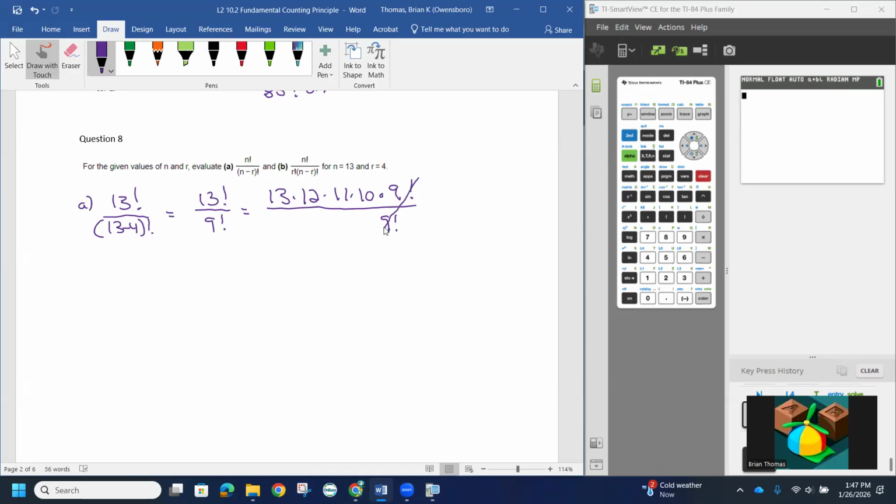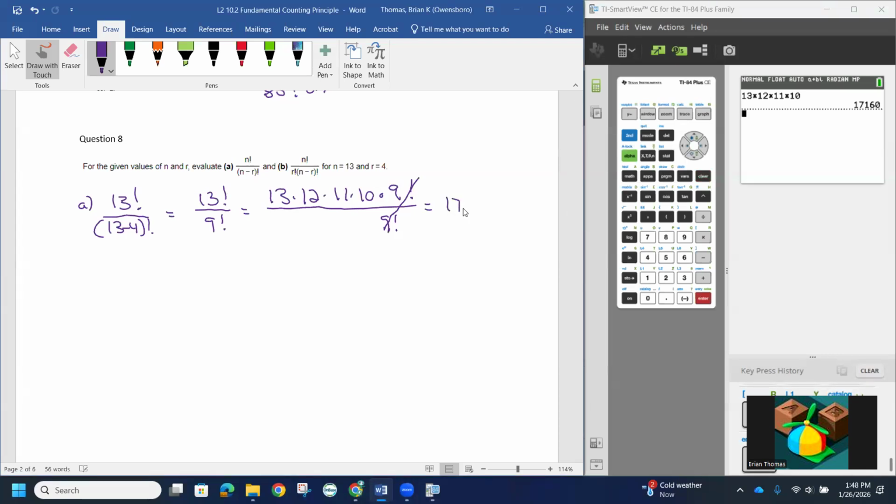Notice how the 9 factorials would divide out, and you'd have 13 times 12 times 11 times 10, because the 9 factorials will cancel out. So the math basically is just multiplying those four numbers together. Notice how you don't need a fancy calculator if you do a little bit of math on your own.